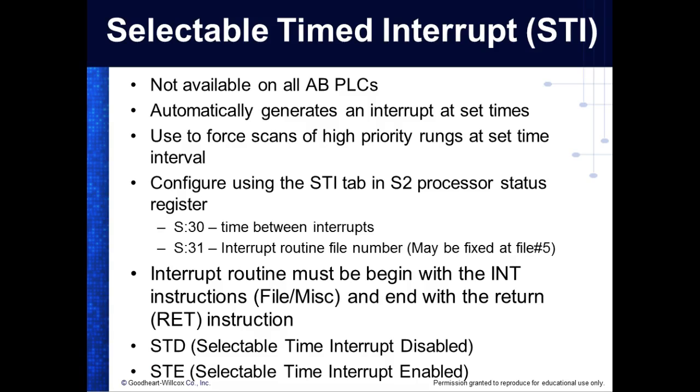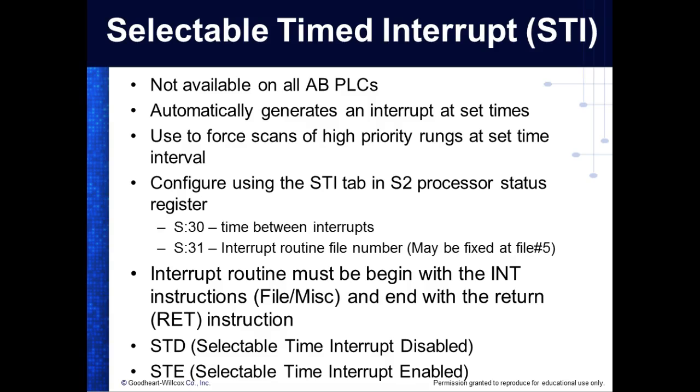Something we're going to configure is the time between interrupts. So in the status register, the S4 register. By the way, you don't have to specify S4, because if you specify S, it's going to use the status register. You understand? So S:40 is the time between interrupts. Then S:31, interrupt file number, may be fixed at number 5.